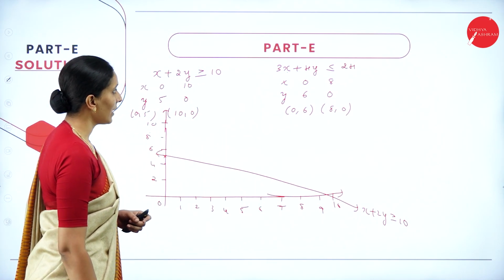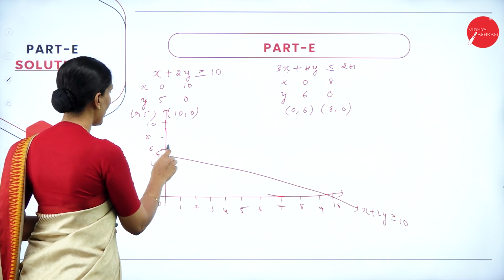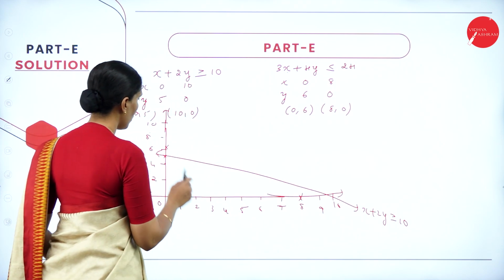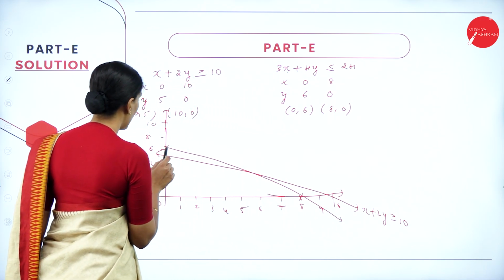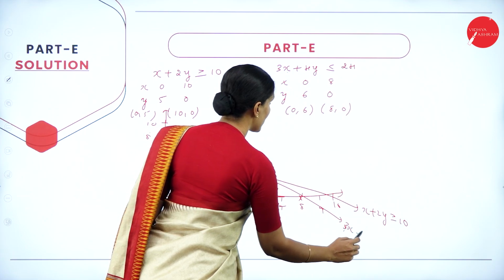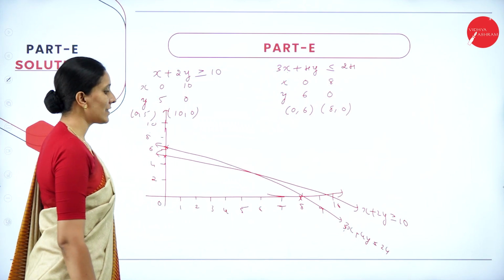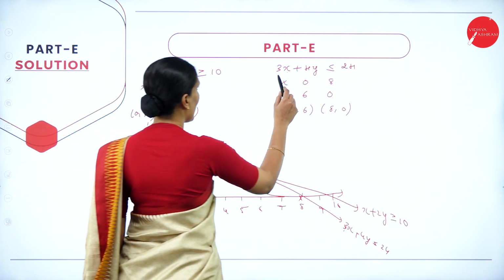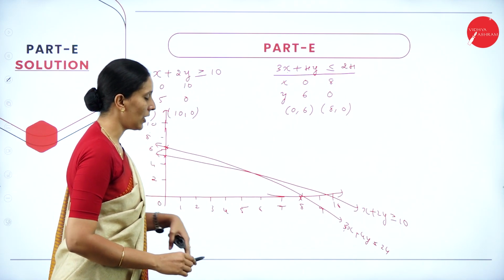Now let's take 3x plus 4y less than or equal to 24, that is (0, 6) and (8, 0). So we'll get the equation of a straight line. Here the equation of the line is 3x plus 4y less than or equal to 24. Now let's decide the feasible region for the given equations. For this line, 3x plus 4y less than or equal to 24 means obviously it is the region below the line.